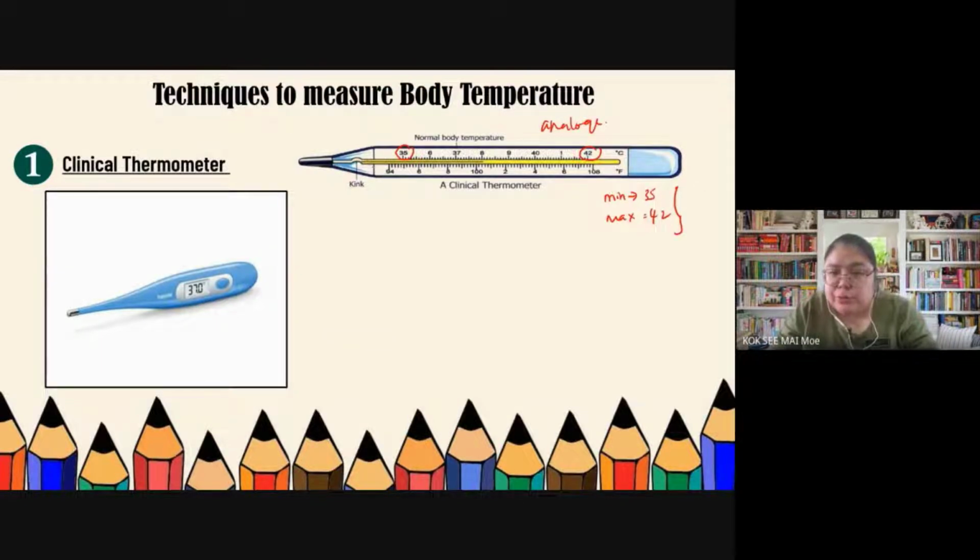One more thing you need to remember is the word kink. This kink is only for the clinical thermometer. The others do not have it. We learn about the lab, the rectal, the infrared, and those do not have it. Only the analog thermometer like this has a kink. The kink is shaped like this, they bend a bit into a curve, then continue. So the question will always ask why this one has a kink.